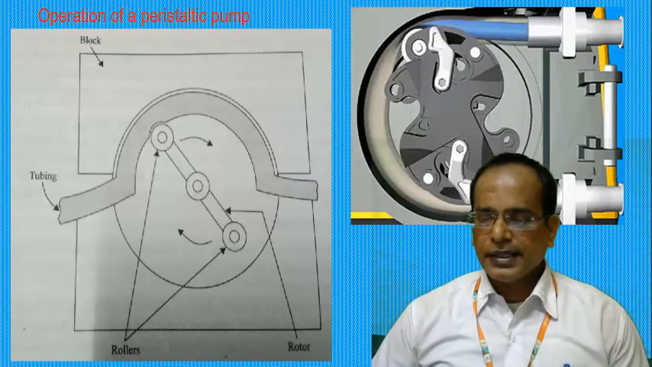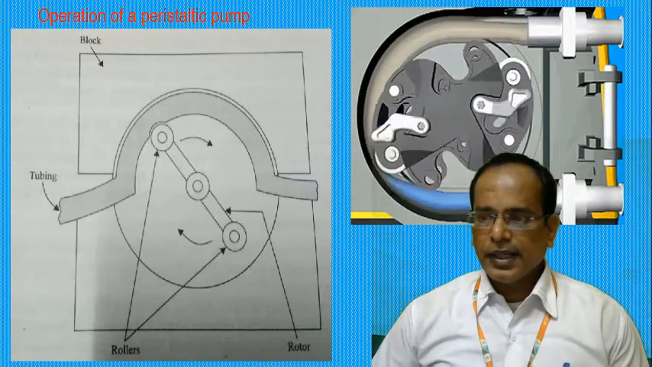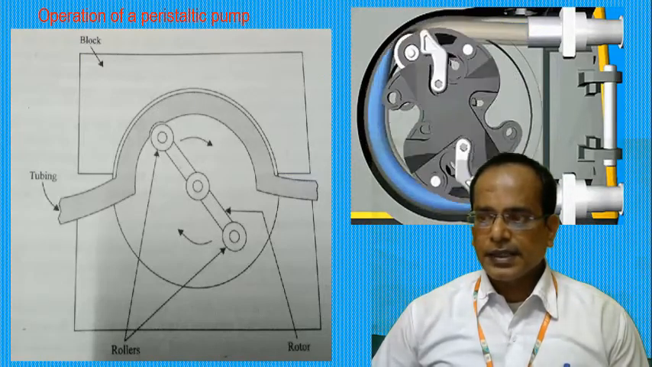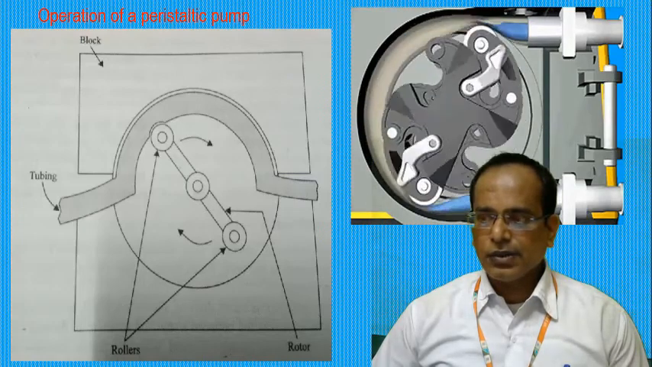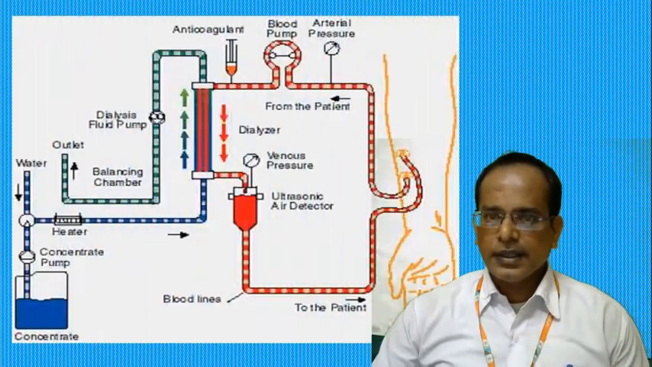The filter, that is called a semi-permeable membrane, will remove such excess magnesium, calcium and glucose. So now we are going to see here, you are seeing that diagram of hemodialysis.